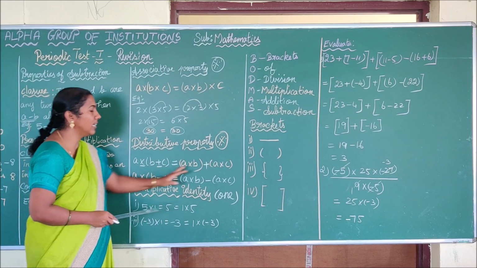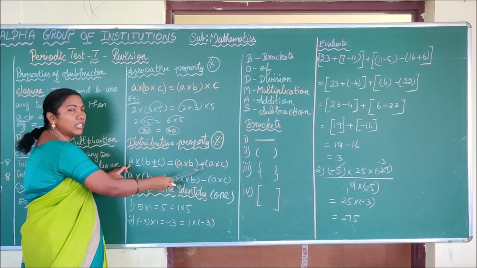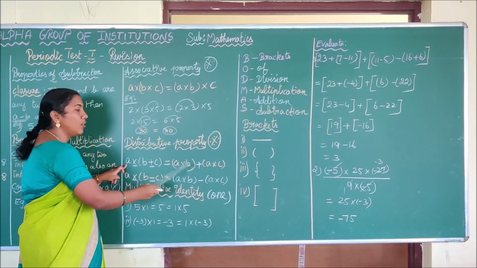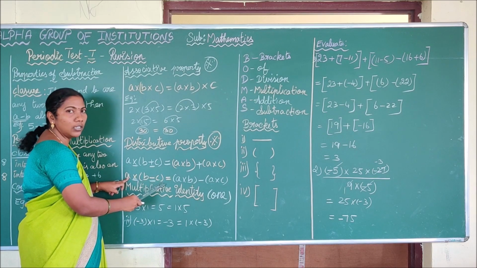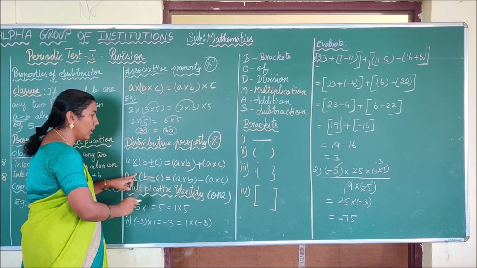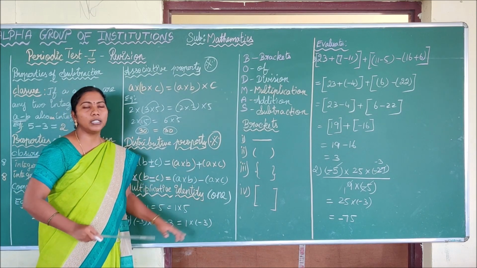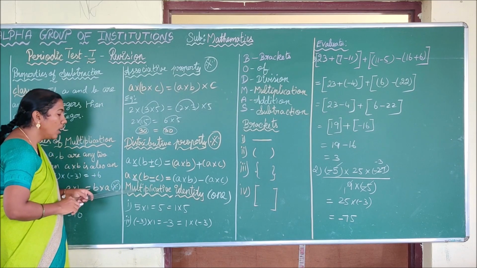Then how can you write the answer? a into b, and write the plus outside the bracket, plus a into c. Do you understand? See the next one. a into b minus c. Say the answer: a into b minus a into c. This type of property is called distributive property of multiplication. Okay. See the next one.